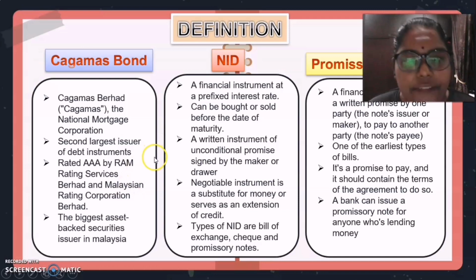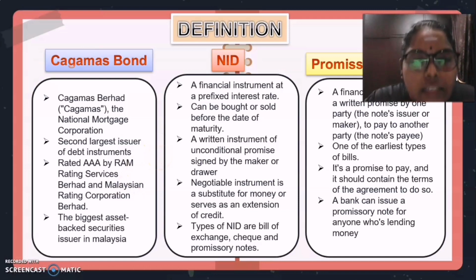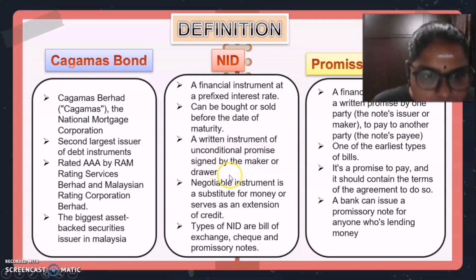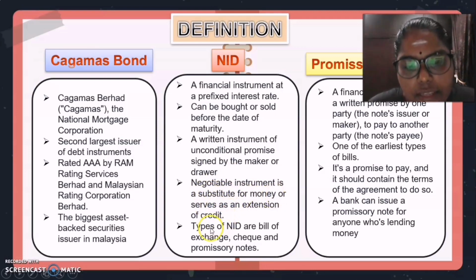NID is a financial instrument issued by banks for the deposit of a specific sum of money for a fixed period of time at a prefixed interest rate, and it can be bought or sold before the date of maturity. It is a written instrument of unconditional promise signed by the maker or drawer. A negotiable instrument is a substitute for money or serves as an extension of credit. The types of negotiable instruments are bill of exchange, cheque, and promissory notes.